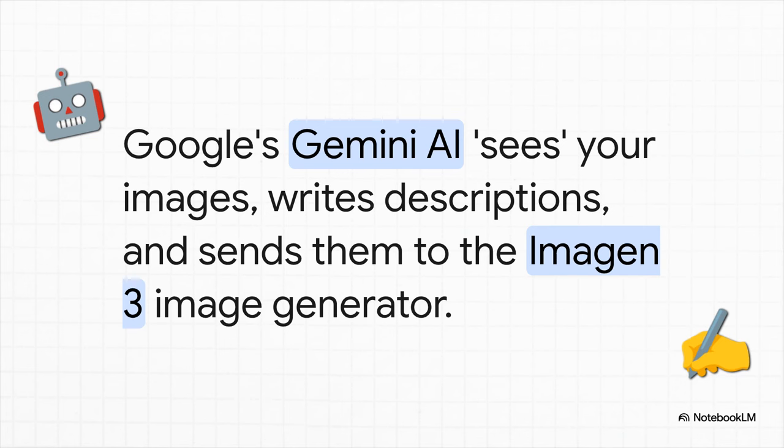So what's the magic happening behind the scenes? Well, Google's Gemini AI literally looks at the images you feed it and on its own writes these incredibly detailed descriptions for you. Then it passes those descriptions over to Imagen 3, which is Google's newest image generator, and that's what creates the final picture. It's a whole visual to text to visual workflow that for you is completely seamless.